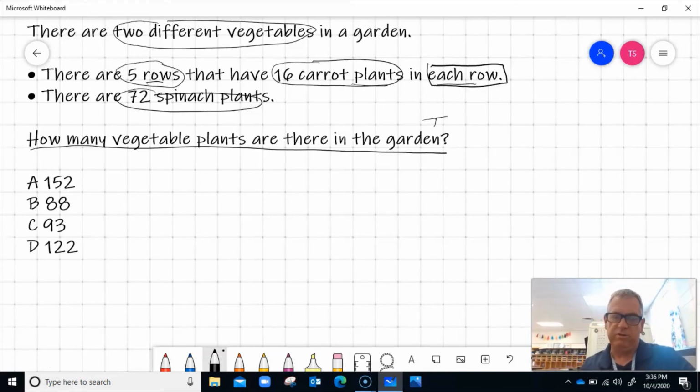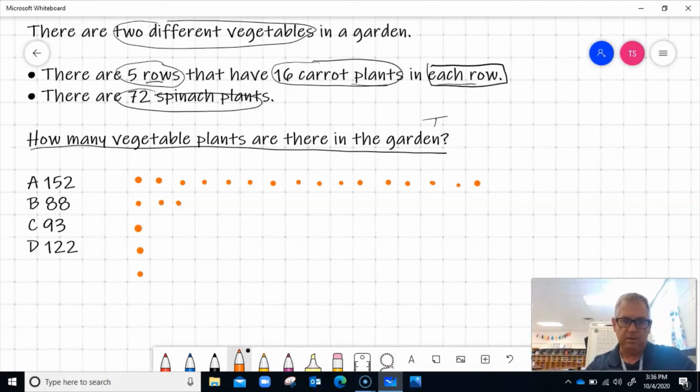I like rows of stuff, so I'll go ahead and draw an array to represent my carrot plants. My carrots are orange, and there's 5 rows. So I got 1, 2, 3, 4, 5 rows, and there's 16 in each. So that's 1, 2, 3, 4, 5, 6, 7, 8, 9, 10, 11, 12, 13, 14, 15, and 16. Then I'll go ahead and fill in all my other blocks below that. A lot of carrot plants there.